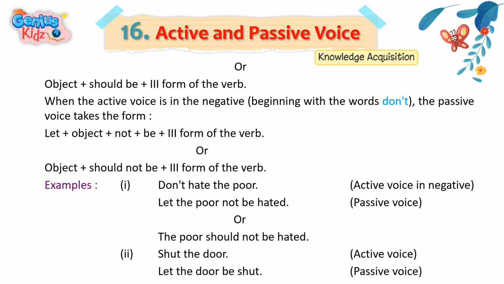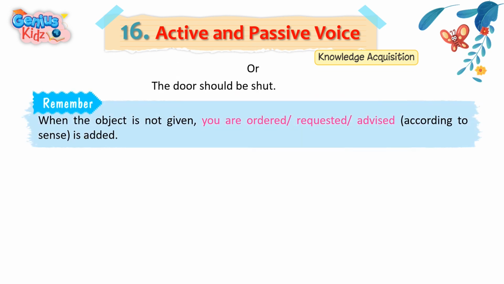2. Shut the door. Active voice. Let the door be shut, or the door should be shut. Passive voice. Remember, when the object is not given, you are ordered, requested, advised, according to sense, is added.